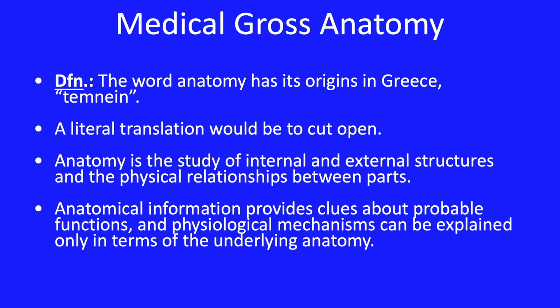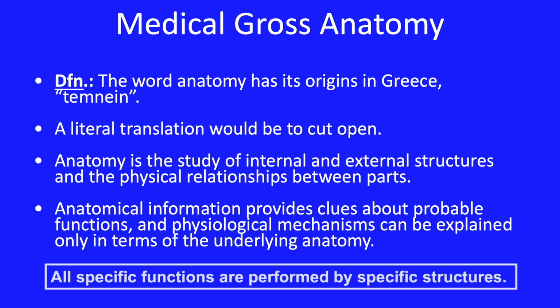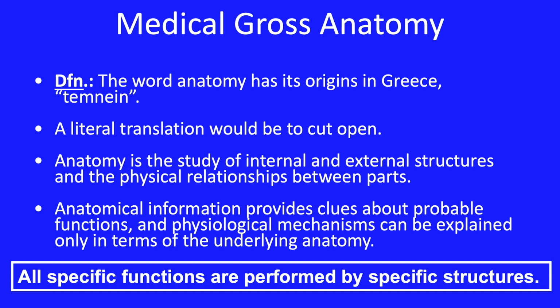Knowing anatomical information provides the clues about probable functions, and physiological mechanisms can be explained only in terms of the underlying anatomy. What this means is that all specific functions are performed by specific structures. Indeed, this helps explain why the study of medicine and disease should be straightforward. If you know the structure, you should be able to figure out its function. Hence, pathology is simply what happens to the structure when something goes amiss.